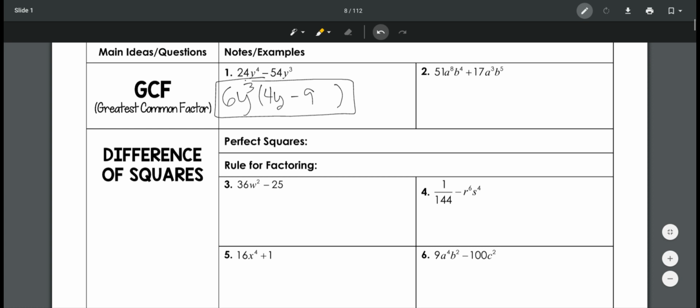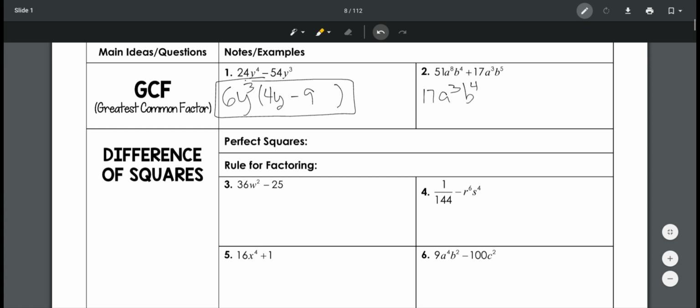Now, when I look at example number 2, the first thing I consider is 51 and 17. The biggest number that I can divide 51 and 17 by is 17. The next thing I look at are the variables. If you notice, the first term has a to the 8th and the second term has a to the 3rd. You always take the smallest exponent. Then my first term has b to the 4th, my second term has b to the 5th. You take the smallest exponent.